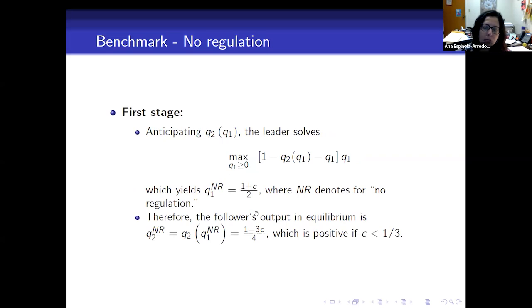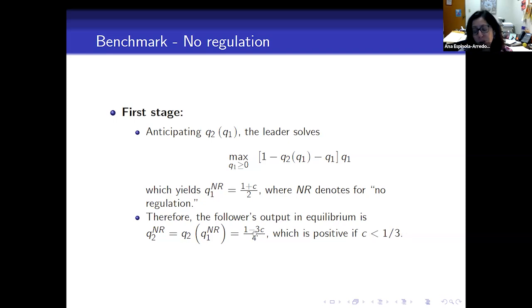The leader is able to anticipate what happens in the second stage and decides its output level, considering the follower's best response. You can see that the output level has a positive sign with respect to C, indicating that as the cost efficiency of the leader increases, the leader produces more units. In addition, we will focus on C lower than 1/3 because we want to make sure that both firms are active. So in order to guarantee that the follower produces a positive output level, we require that firms are asymmetric, but not so asymmetric, right?